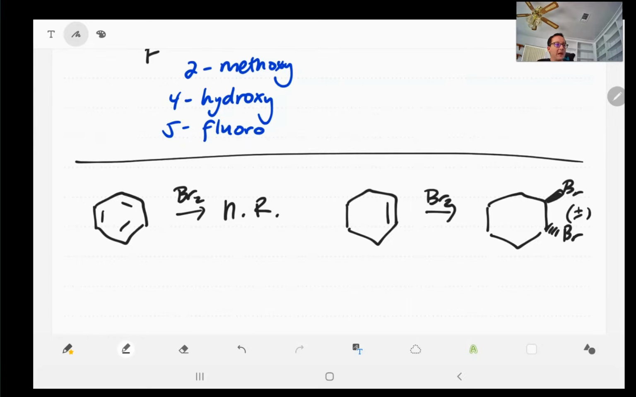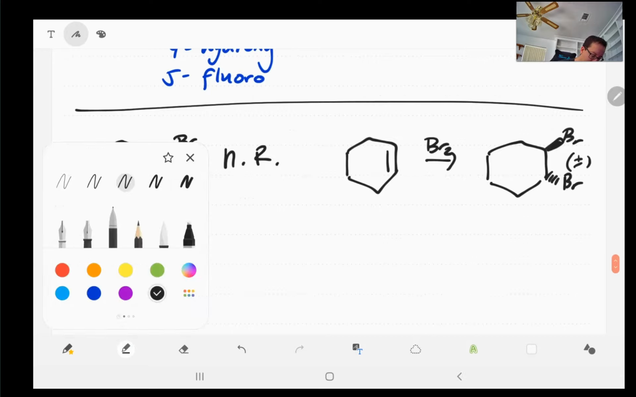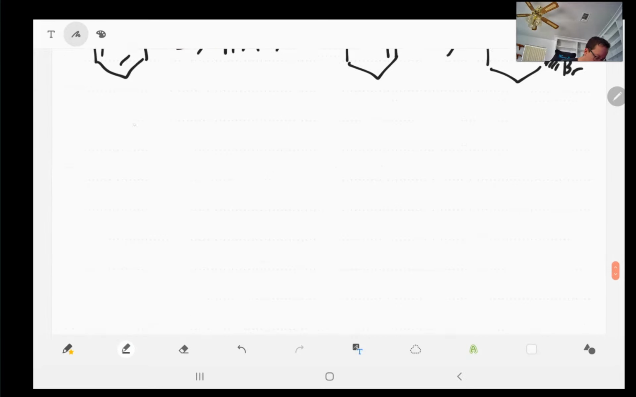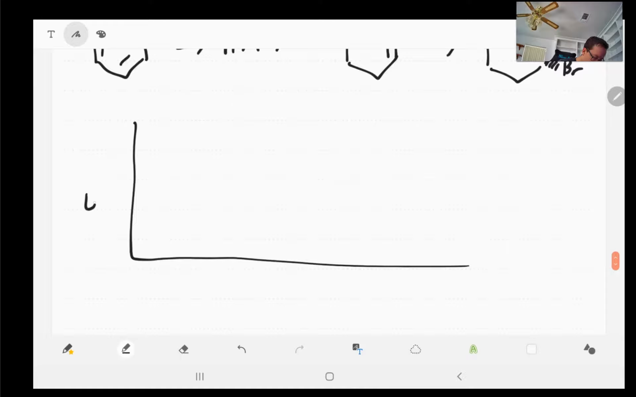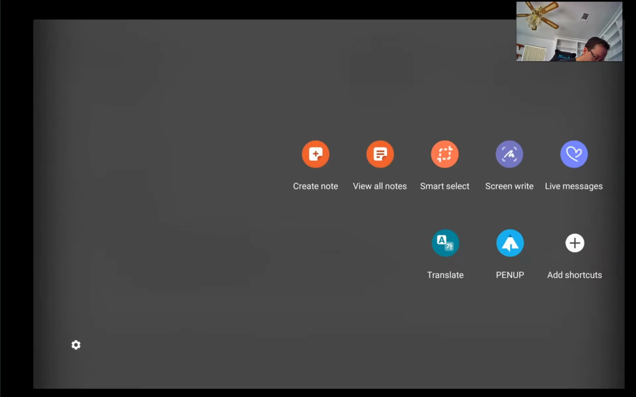If we try and just treat it like a regular alkene, we get no reaction happening with these. And we're going to see why that is when we look at the molecular orbitals. But suffice it to say that benzene doesn't react like normal alkenes do. And if we take a look at something we did before, we can look at delta H here.